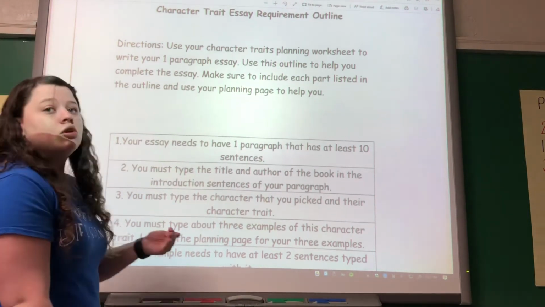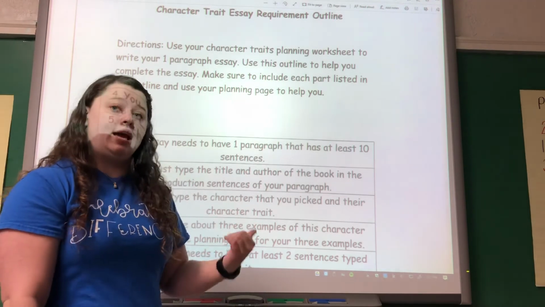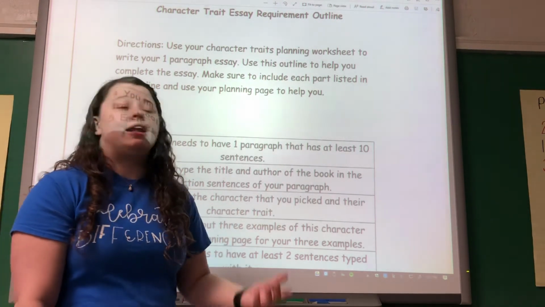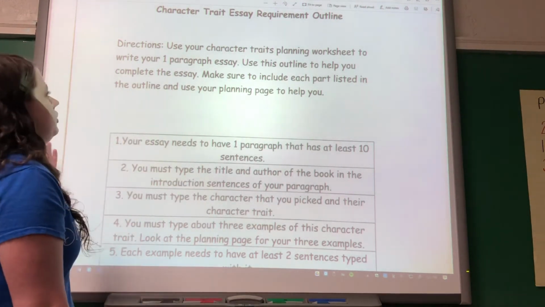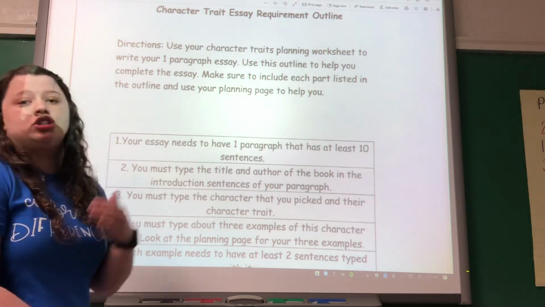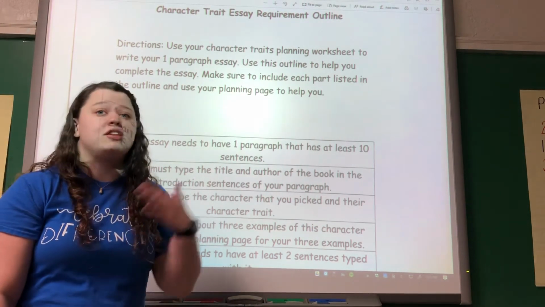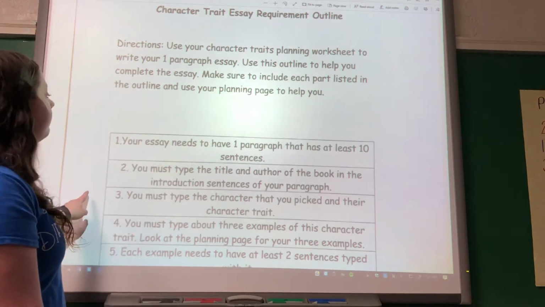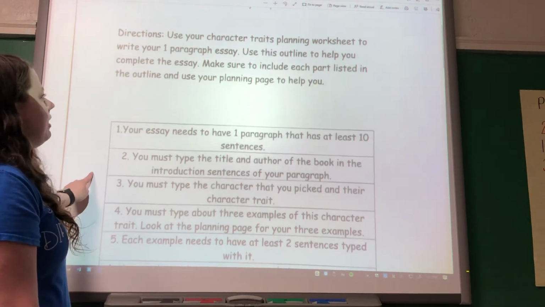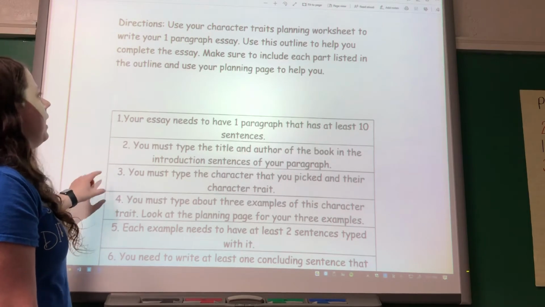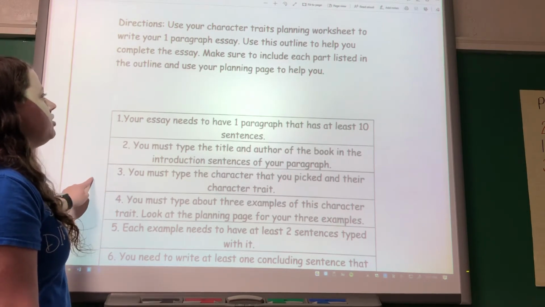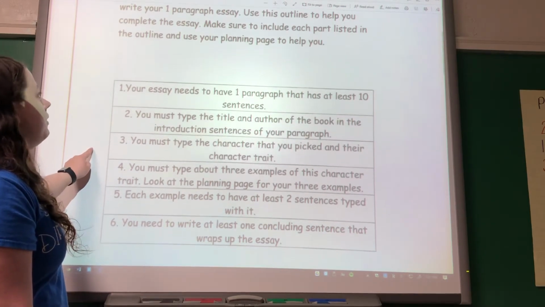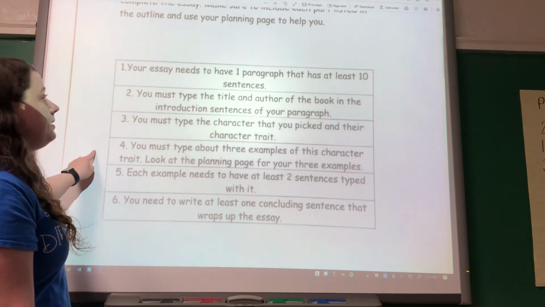So on Google Classroom, you're going to have this outline that you can see and use while you're writing your essay. So it says, use your character traits planning worksheet. That was the worksheet we were just working with, talking about the examples, the character, the title of the story, and the author. To write your 1-paragraph essay, use this outline to help you complete the essay. Make sure to include each part listed in the outline and use your planning page to help you.